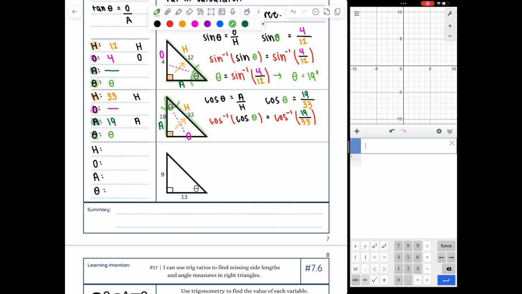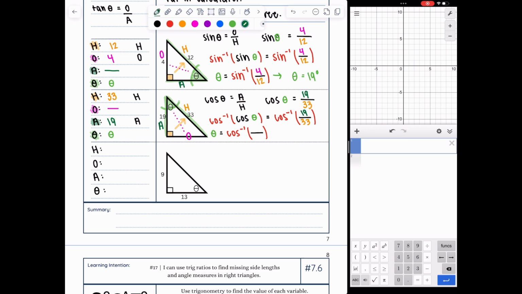So if I get rid of cosine on the left-hand side, I have to make sure I do the inverse on the right-hand side. This is where we actually end up ready for the calculator. I need to do the inverse cosine of 19 over 33. That whole thing is going to go into the calculator.